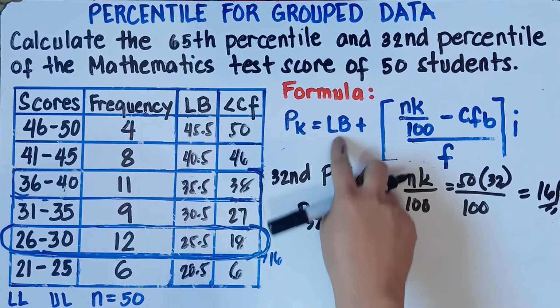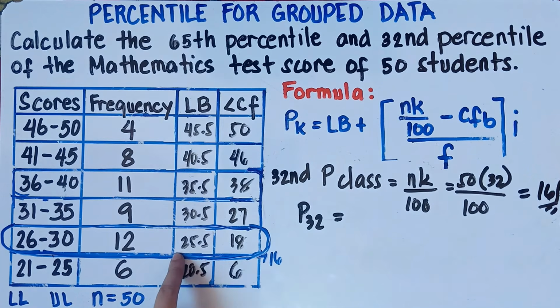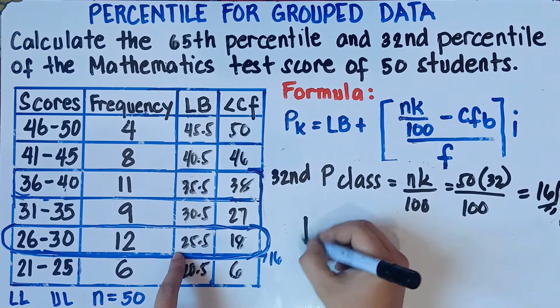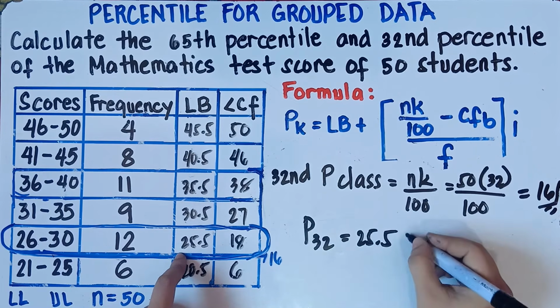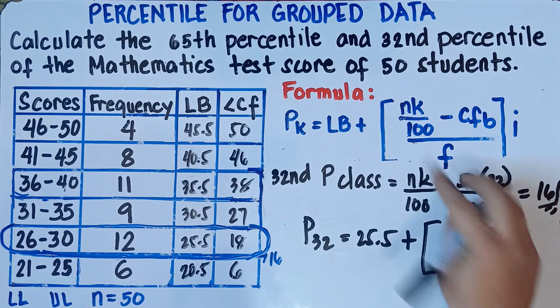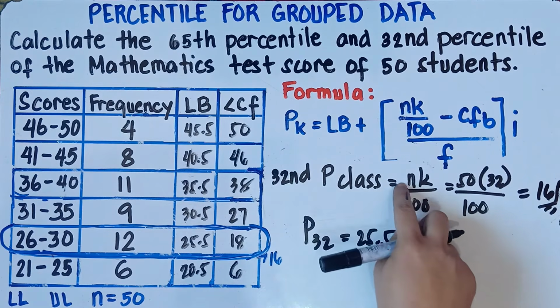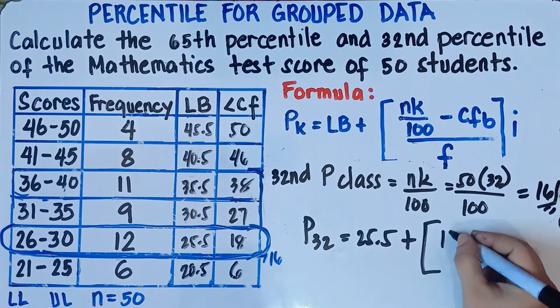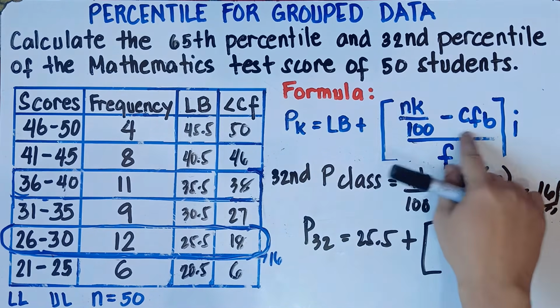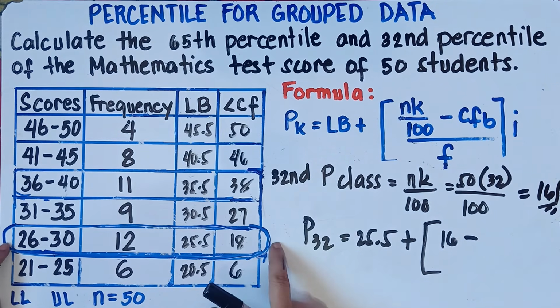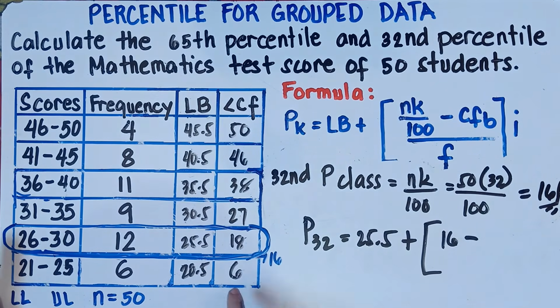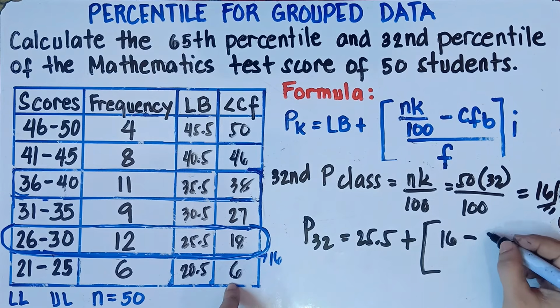Then LB, lower boundary. This is 25.5. So just write it here. Once again, the lower boundary of this percentile class is 25.5, plus NK over 100. We have that a while ago, the answer is 16. Minus CFB, which means cumulative frequency before. That's the previous class, that is 6. So this will be 16 minus 6.